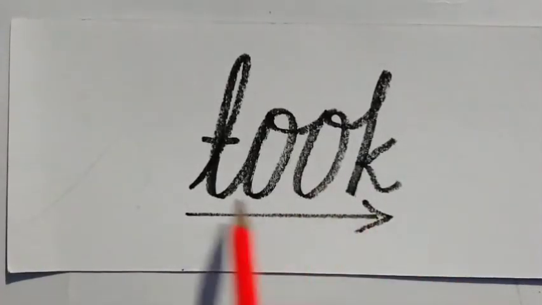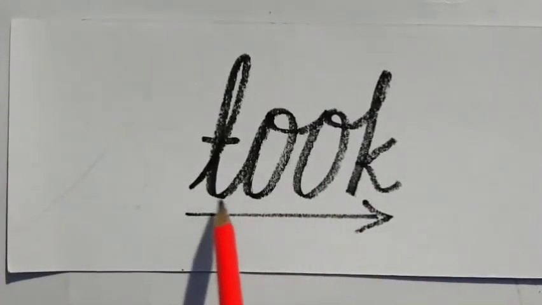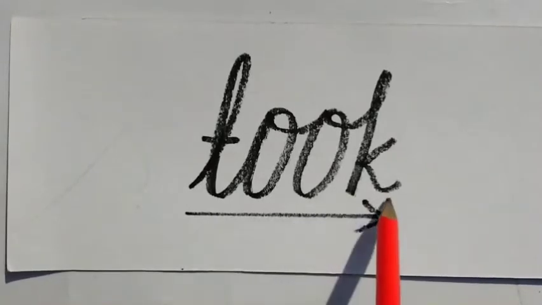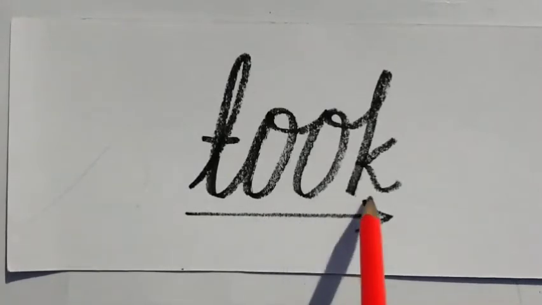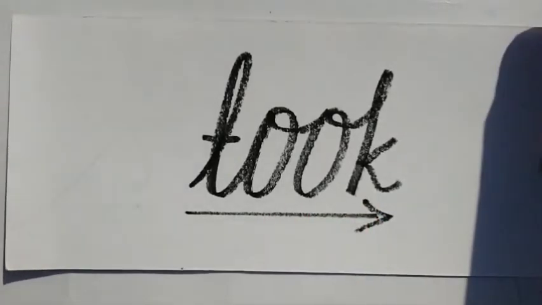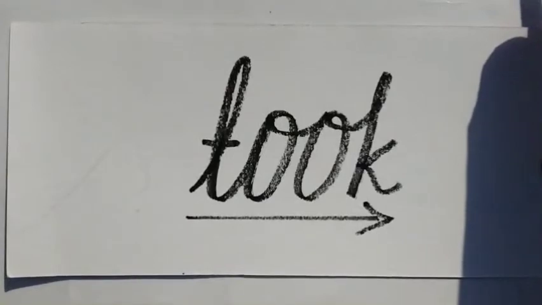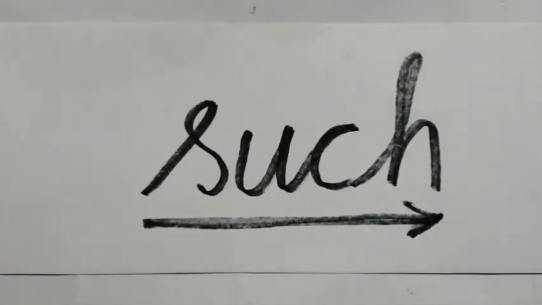Took. Took. T-O-O-K. Took. T-O-O-K. Took. Yes. Did you read this word? Now we are going to take away this card. Write the word took in your notebook. I am going to start countdown. 3, 2, 1, 0. Let us see the next word.